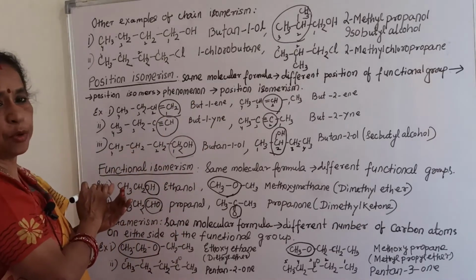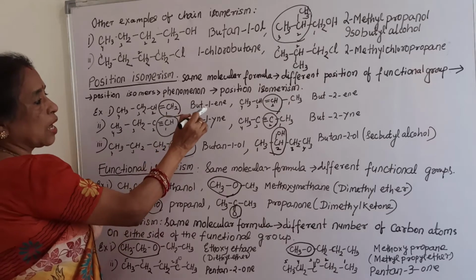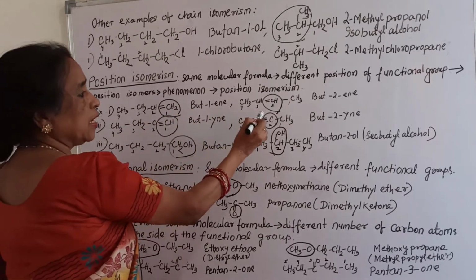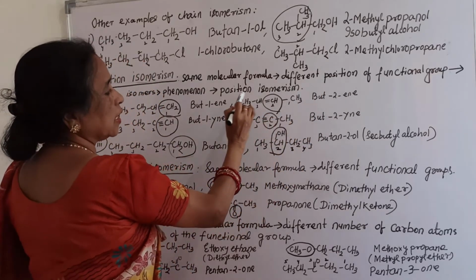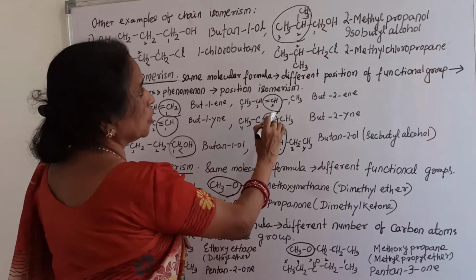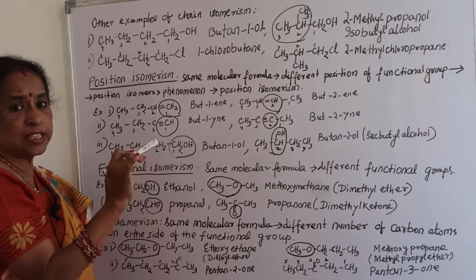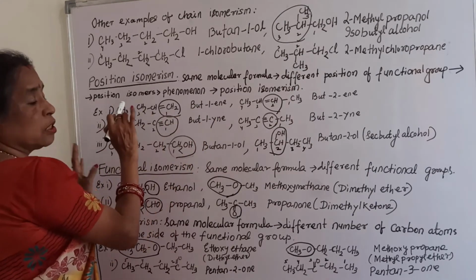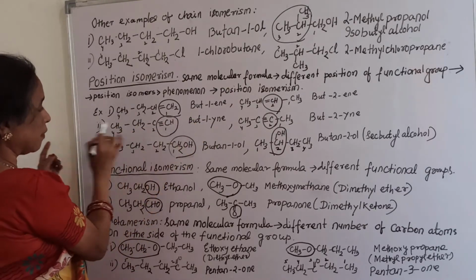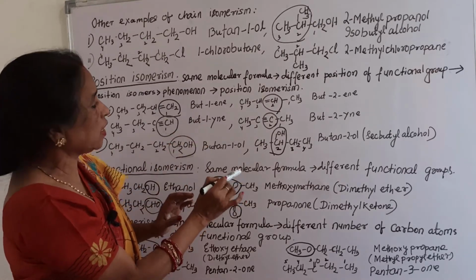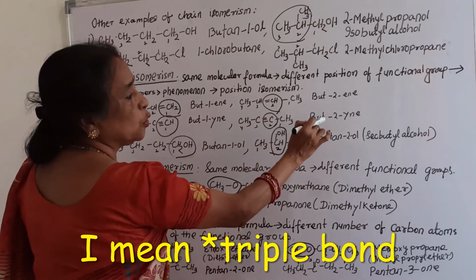Now let us see an example. In but-1-ene, after 1 there is a double bond, so it is but-1-ene having 4 carbon atoms, and now here you can observe after 2 there is a double bond, so it is but-2-ene. Here only the positions are different, the position of the double bond is different, that is why they are position isomers. Now here but-1-yne, because after 1 there is a triple bond having 4 carbon atoms, that is but-1-yne, and here but-2-yne, because after 2 there is a triple bond, so it is but-2-yne.